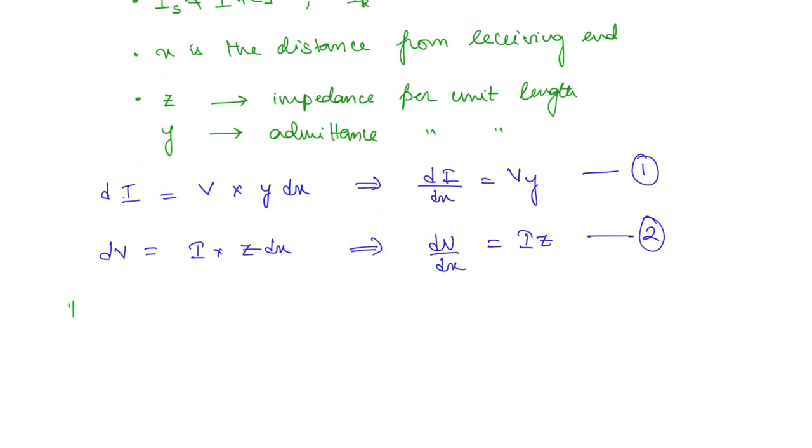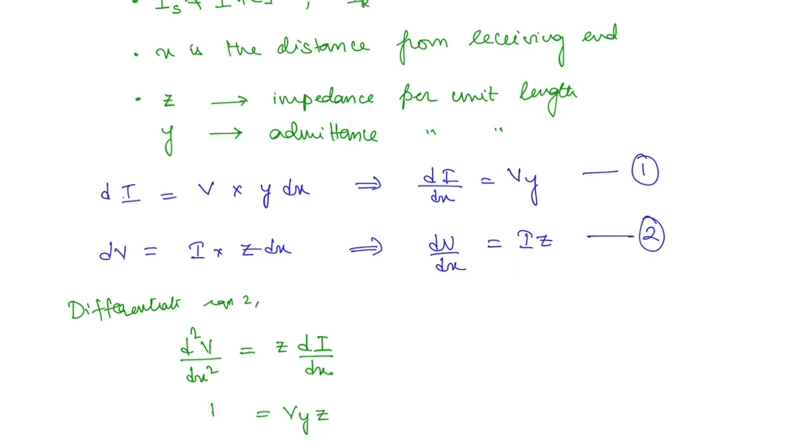Now we will differentiate equation 2. What will you get? d square V by dx square is equal to z into dI by dx, because z is a constant with respect to x. It is the impedance per unit length, right? So it is constant with respect to x. So only I is the variable. So we have z dI by dx. But dI by dx we already know here, it is V into y, right? So this we can write as V y into z.